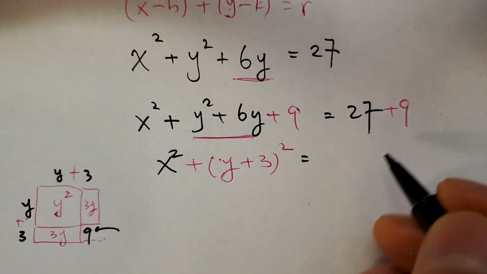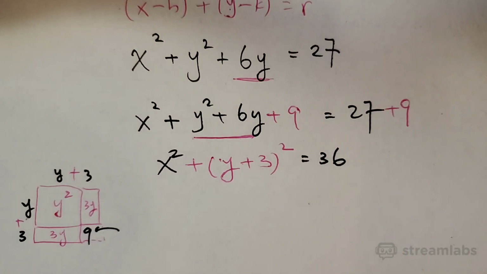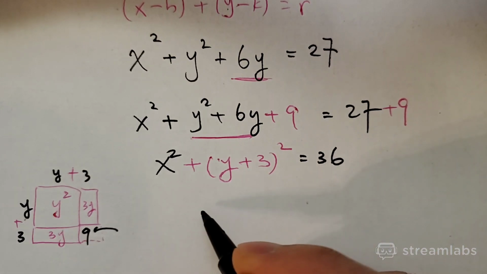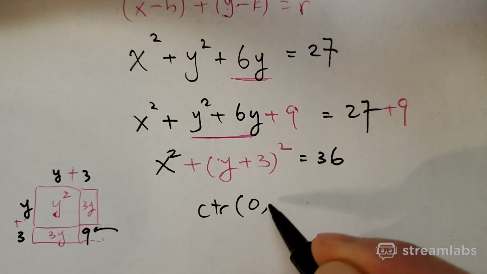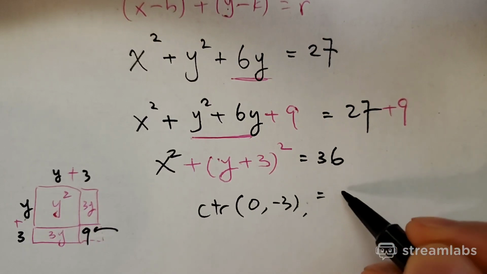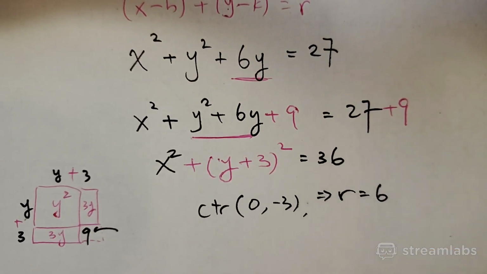27 plus 9, that's what, 36, right? So can we then write the center and radius? So the center will then be (0, -3), and r will be 6, right? And then now you can graph the function, okay? So that's the whole idea of completing the square and writing the equation, okay?